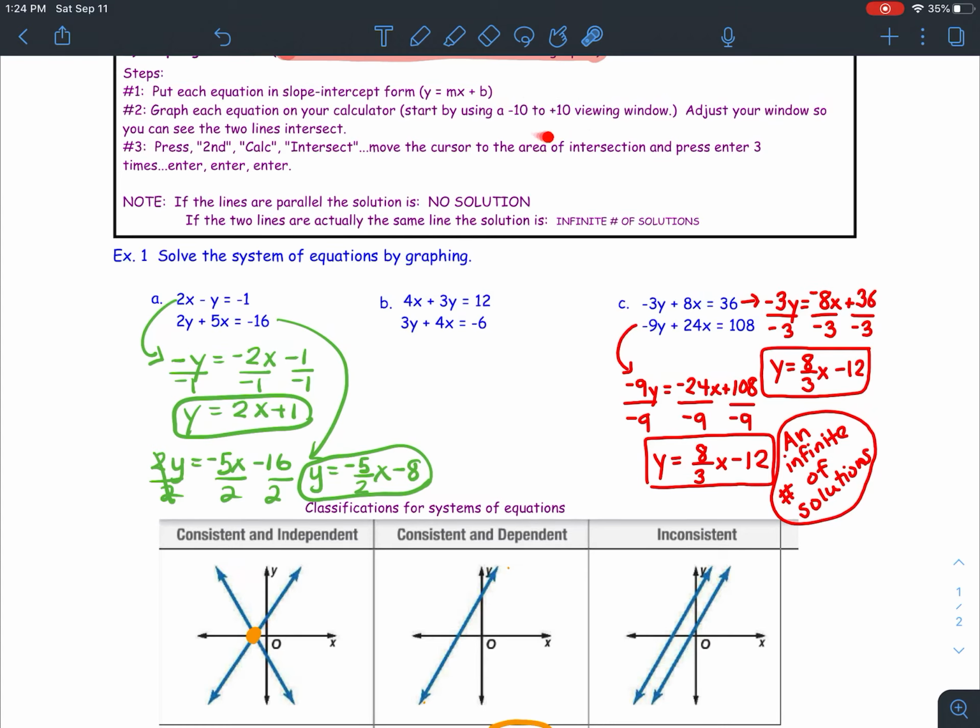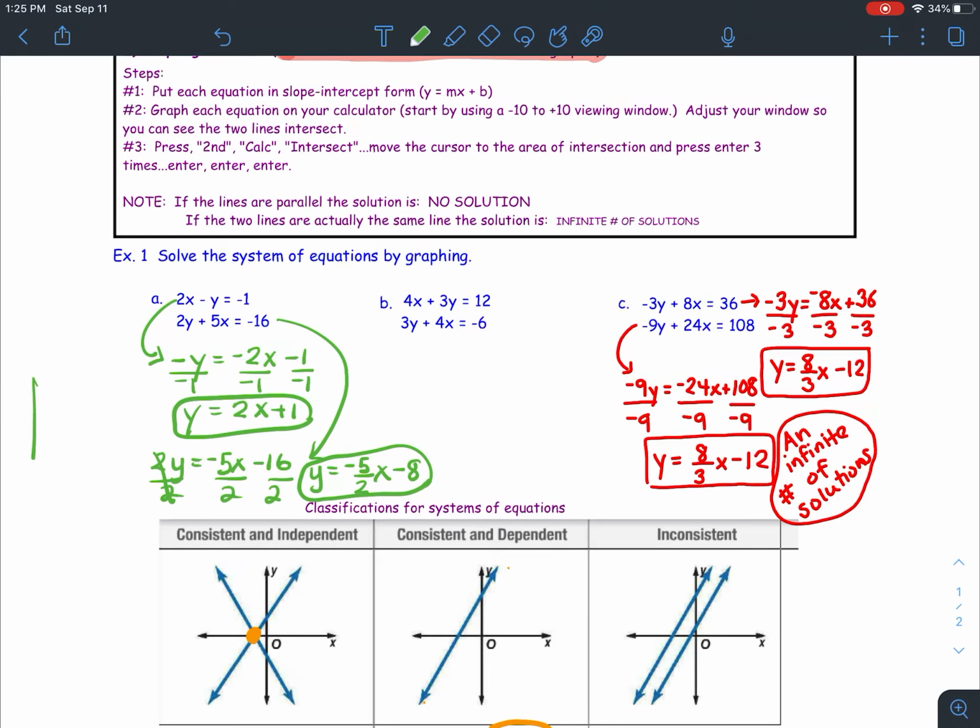Typically you just want to start in a standard viewing window, -10 to +10. And then if you needed to adjust your window in any way so that you could see where the two lines cross, you would want to do that. Okay, so we're going to type these in real quick here. Give you a second to go ahead and try to type those in. A quick way of resetting your window would be to press the zoom button and option 6. That resets it from -10 to +10.